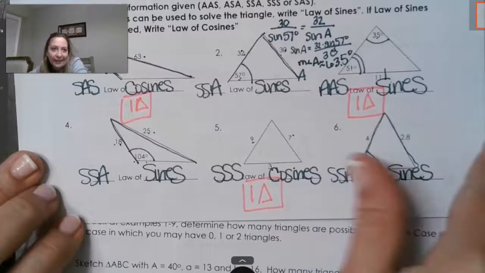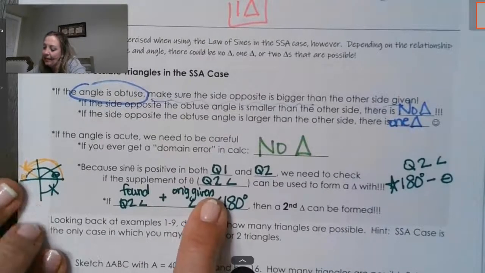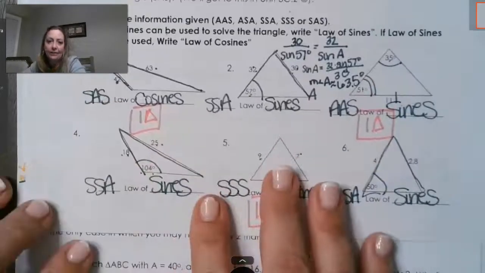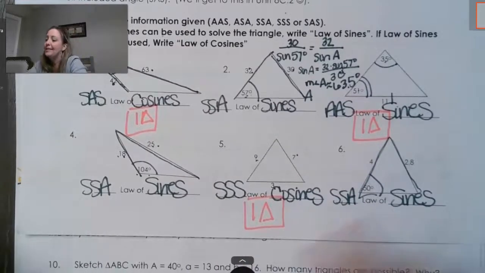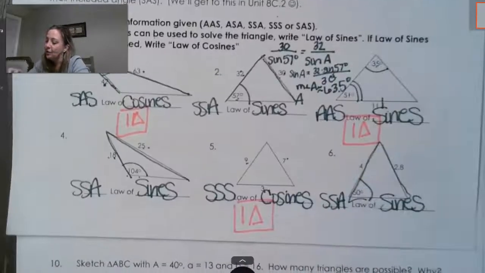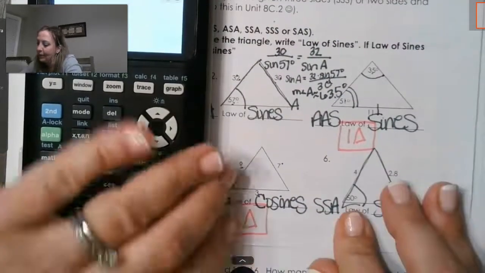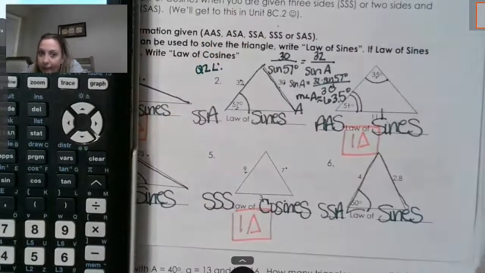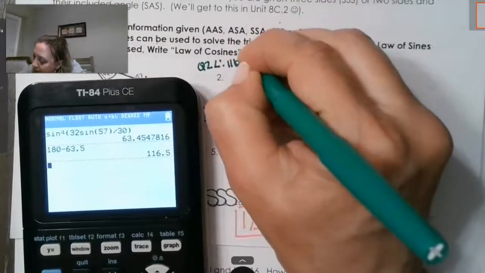I didn't get a domain error. So what that means is that I need to double check here. Let's find my quadrant 2 angle. Because remember, when I used inverse sine, my calculator is only giving me quadrant 1. So let's find this quadrant 2 angle to see what that's going to be. The quadrant 2 angle would be 180 minus 63.5. So my quadrant 2 angle would be, oh, sorry, can you see this? It would be 116.5 degrees, okay?